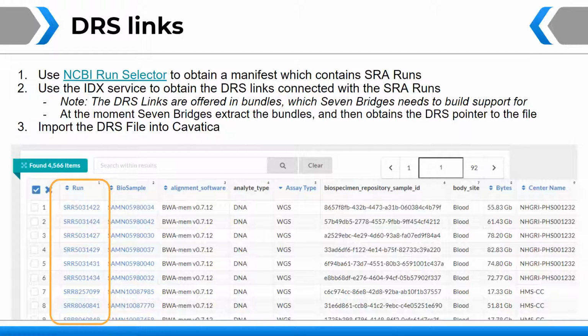But Seven Bridges will have to design an approach for unpacking that bundle to select those IDs and then to access the associated URLs for the specific data location of those files. And again, here we're taking the AWS route. Next slide.